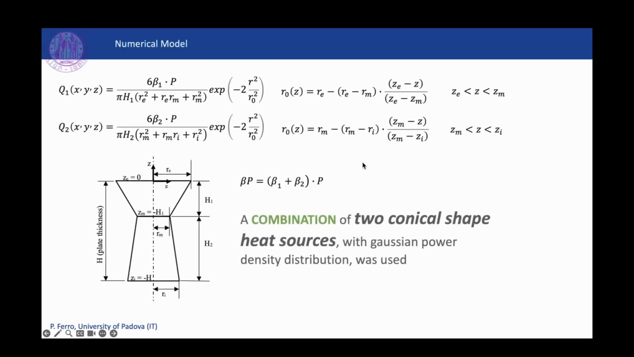In order to obtain the correct shape of the fusion zone, we use a combination of 2 conical shape heat sources with the Gaussian power density distribution. The 2 functions combined together are shown in this picture. Capital Q1 and capital Q2 are the Gaussian power density distribution, classical conical shape heat sources that we can find in literature, but in this work are combined together. And the combination is schematized in the figure here at the bottom left.